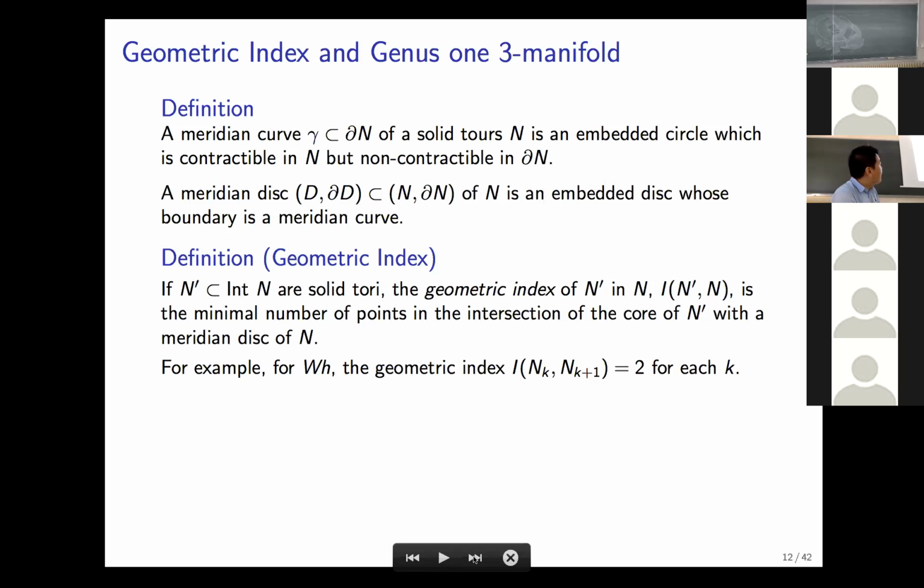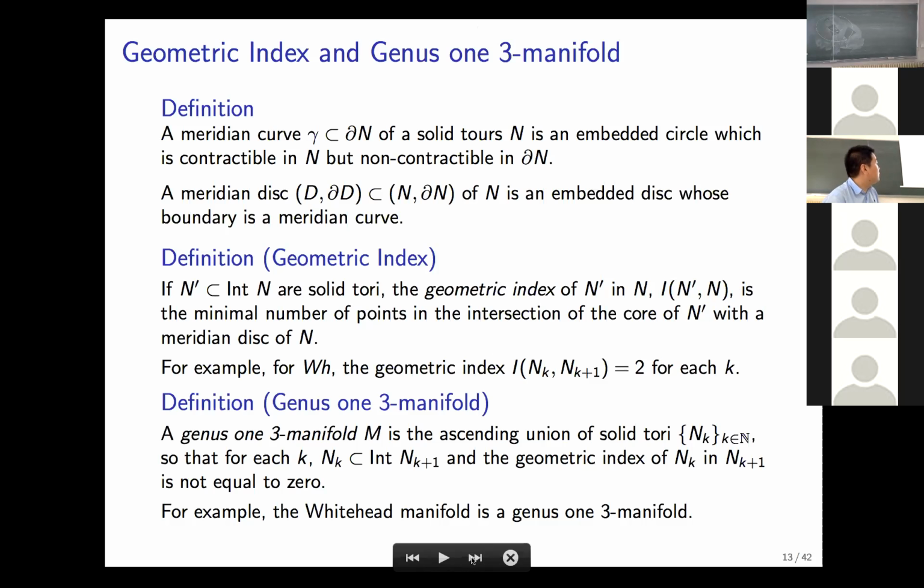Okay, I can make some remarks. In the definition, we just count the points in the intersection. We don't care about the orientation. If we consider orientation, the definition will become the intersection number. Okay, maybe next.